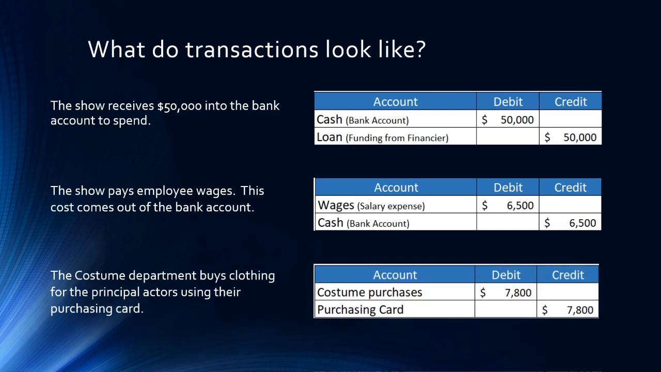The customer buys clothing for the principal actors using their purchasing card. This is recorded as a debit to costume purchases, which is an expense account, and increased by a debit. The other side is a credit to the purchasing card account, which is a liability account, and increased by a credit. So then what happens when the purchasing card is paid? Can you tell me, what do you think are the accounts involved when that liability is paid?